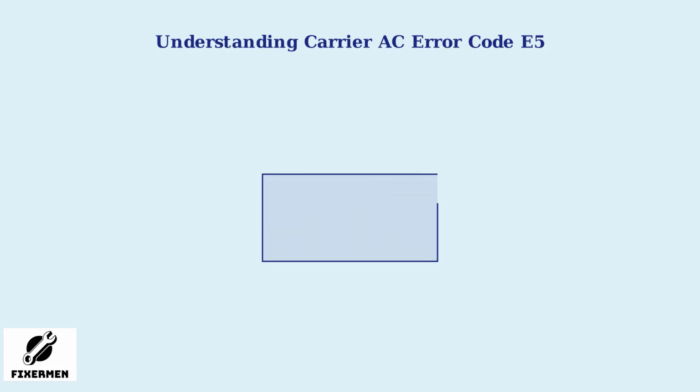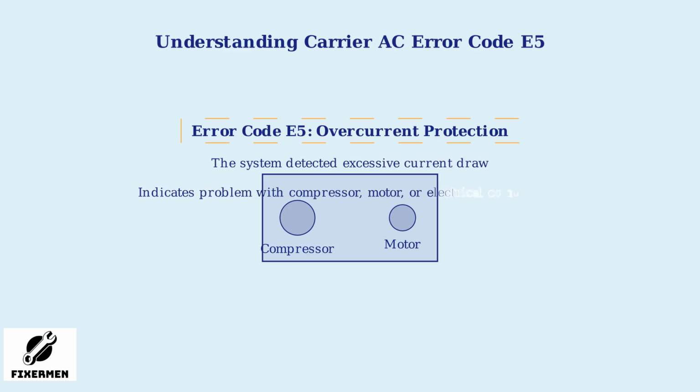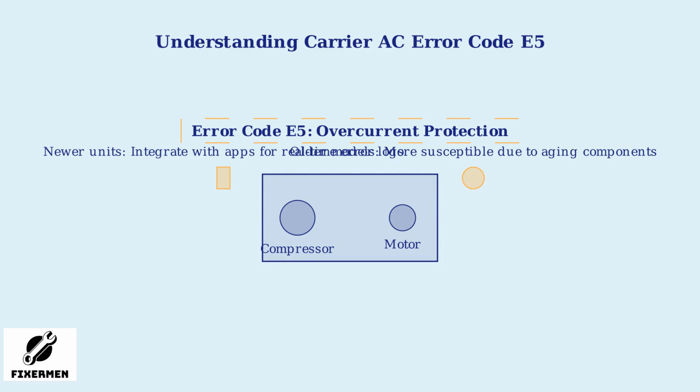Carrier AC error code E5 signifies an overcurrent protection error, meaning the system detected excessive current draw. This typically indicates a problem with the compressor, motor, or related electrical components. When this happens, the system shuts down to prevent damage like motor burnout or electrical fires. Newer Carrier units integrate with apps for real-time error logs, while older models are more susceptible due to aging components.